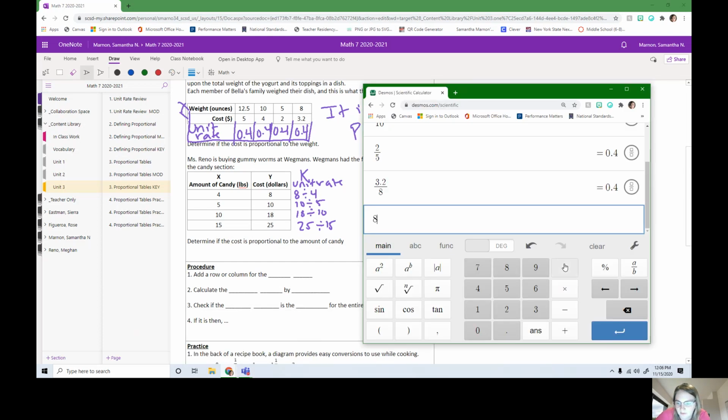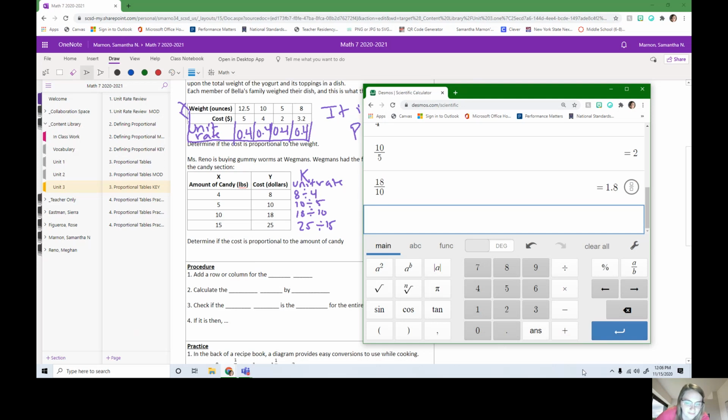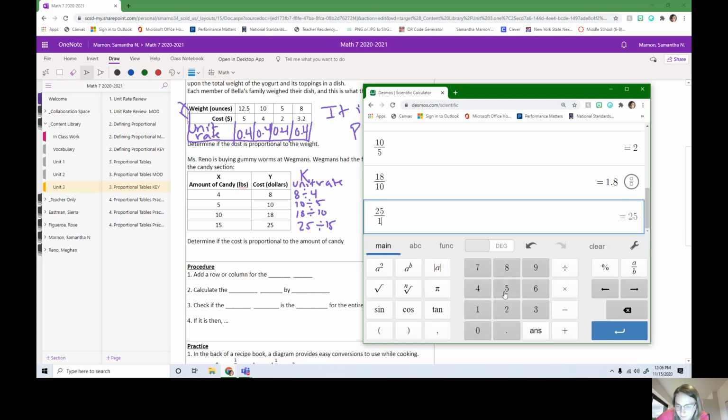If I do 8 divided by 4, I get 2. If I do 10 divided by 5, I also get 2. But if I do 18 divided by 10, I get 1.8. So that's already not the same. So we can stop here if we get it's not the same, but let's just check that last one. 25 divided by 15, still not 2.